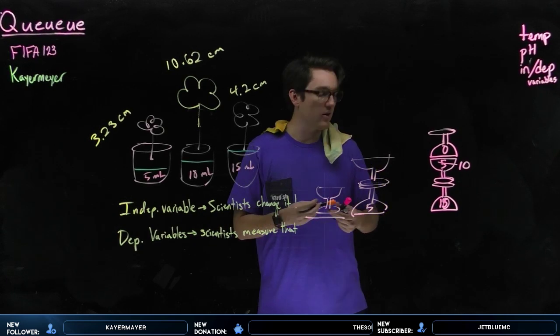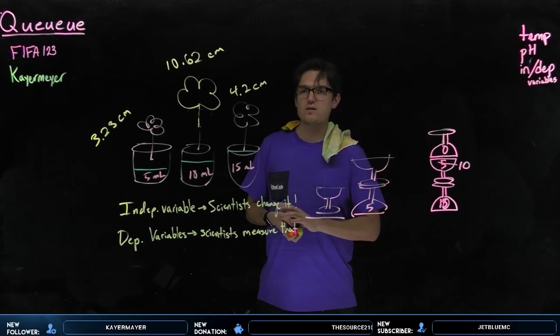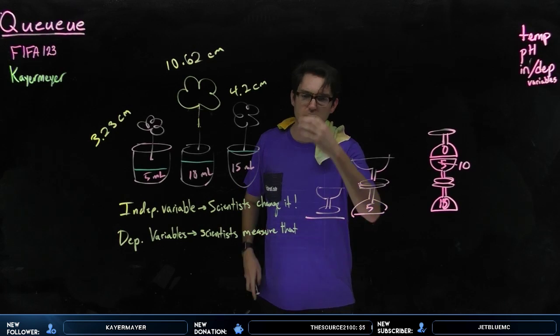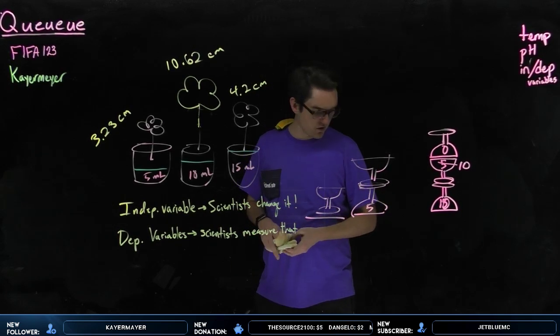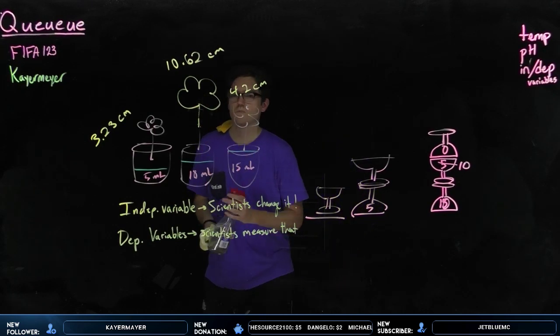Okay, so we talked about independent and dependent variables, and there are always other things that pop up sometimes in science. Levi, do you want to do the next question? Yeah, I'll do it.